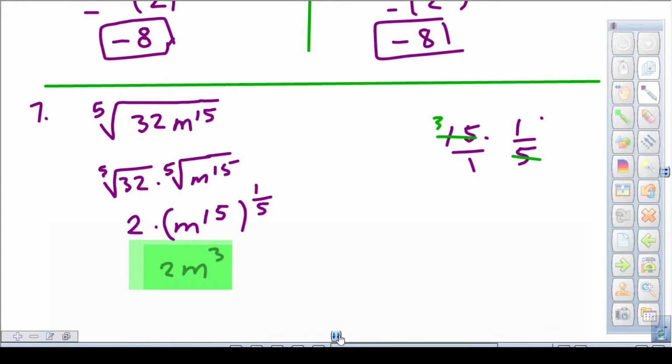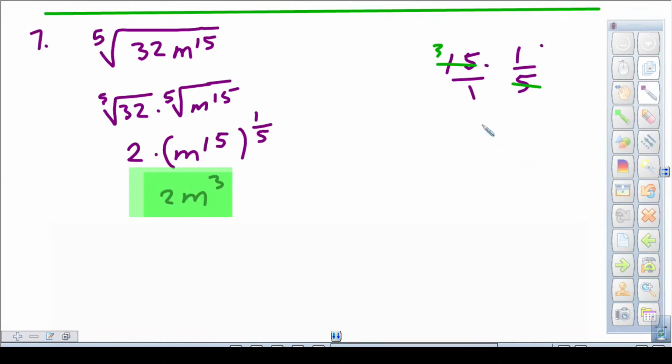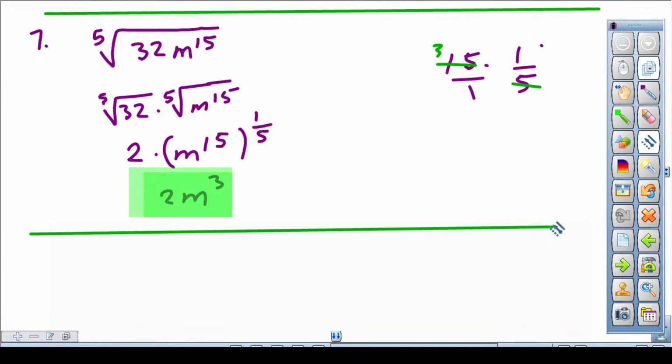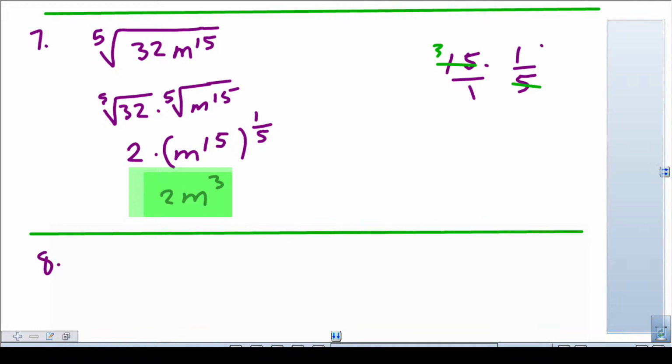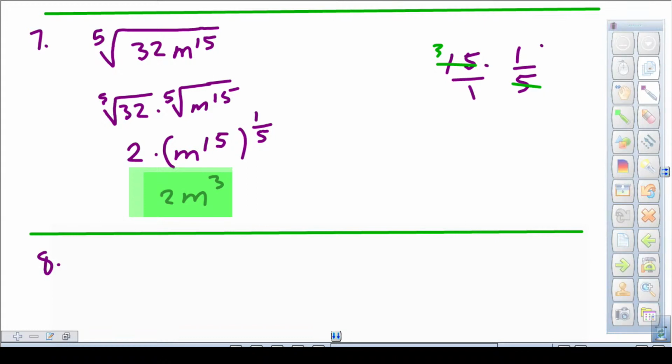That was number 7, and let's do a little bit more, okay? I feel like we need to do some more of these chubby ones as well. Here's an example, number 8. Ask me questions again. Let me check on the chat here.